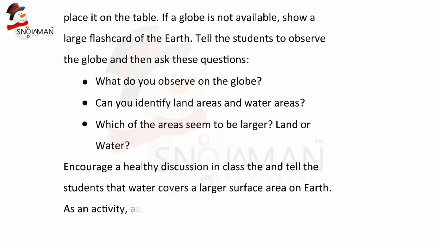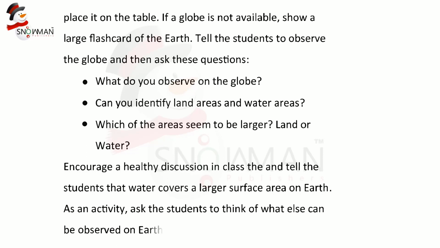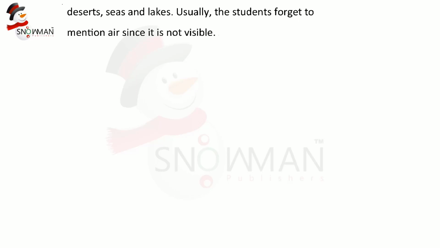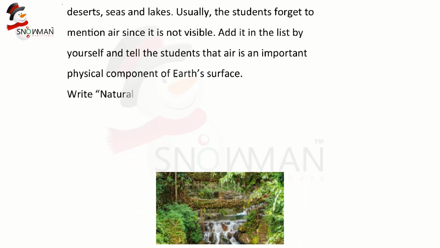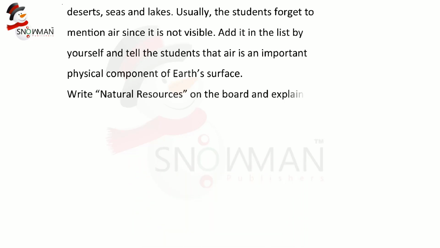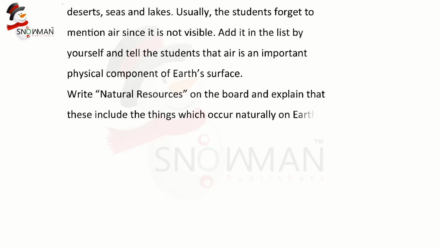As an activity, ask the students to think of what else can be observed on Earth's surface, such as mountains, trees, deserts, seas, and lakes. Usually, the students forget to mention air since it's not visible. Add it to the list yourself and tell the students that air is an important physical component of Earth's surface.